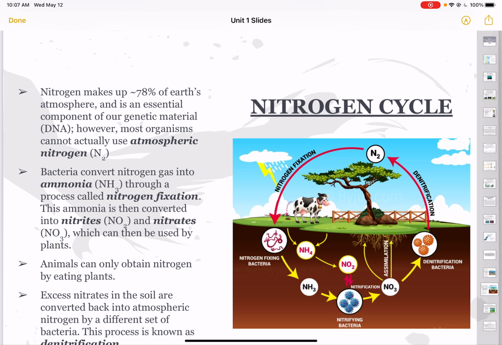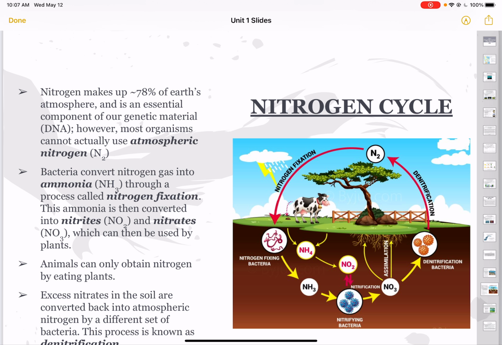So how we get it into us basically is we need bacteria, and the bacteria that exist in the soil are the ones that will change nitrogen into a version that we can use. So it says bacteria convert nitrogen gas, which is in the air, into ammonia through a process called nitrogen fixation.